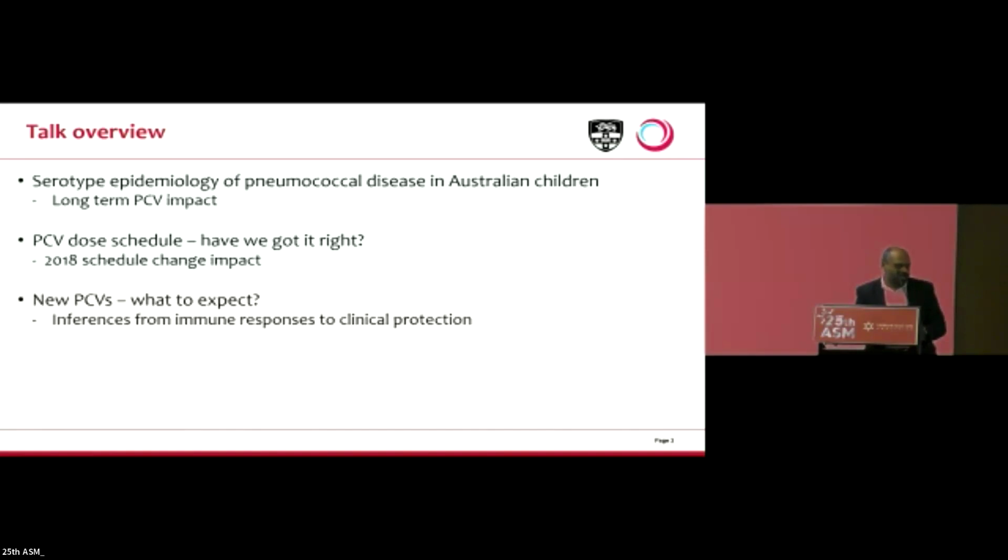Look at the schedule that we have for infants here, particularly in terms of whether we've got it right, because we had a schedule change, as many of you know, in 2018. I'll show some data from the assessment that we've done to look at that impact of the schedule change, and then mention a bit more about the new PCVs, which again, Tony has already introduced, the PCV 15 and 20, which have been recently registered for use in children as well in Australia and in a number of other settings.